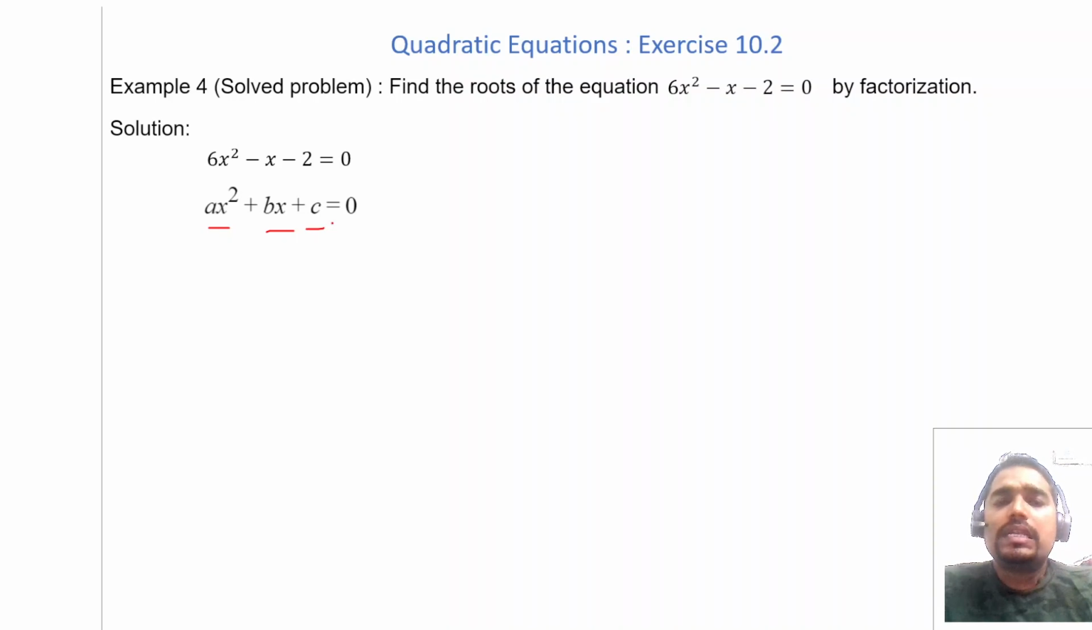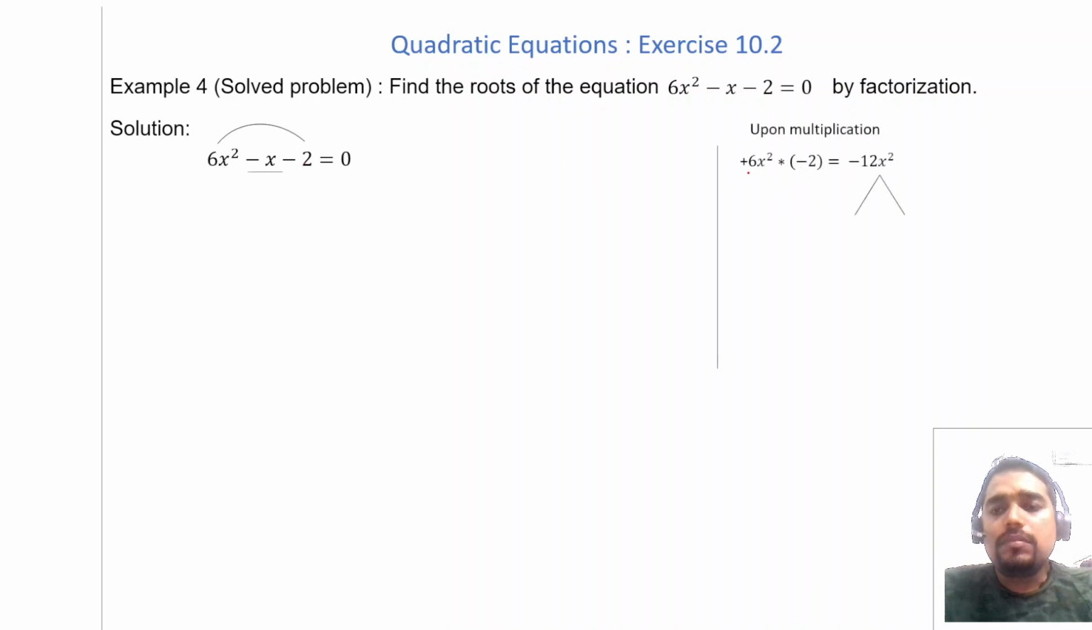Now in order to start the factorization, one condition we have to ensure is that the equation should be in standard form. We have just now verified that it is in standard form. Then to start factorization we will have to multiply the first and last term, that is plus 6x square. If there is no sign, it means it is plus 6x square, and minus 2. If we multiply, then we are getting minus 12x square, that is plus into minus is minus. 6 2s are 12 followed by x square, that is plus 6x square, and minus 2 if multiplied is giving minus 12x square.